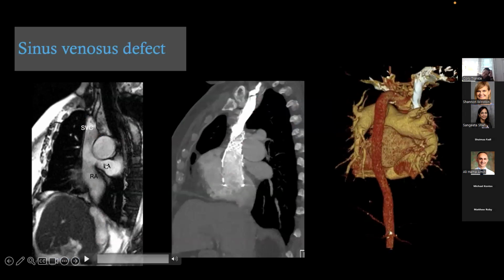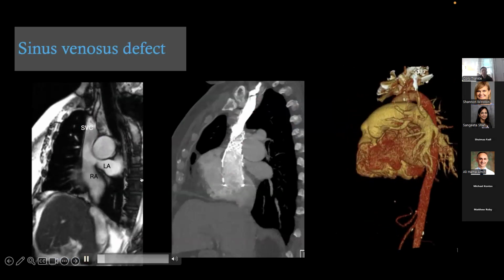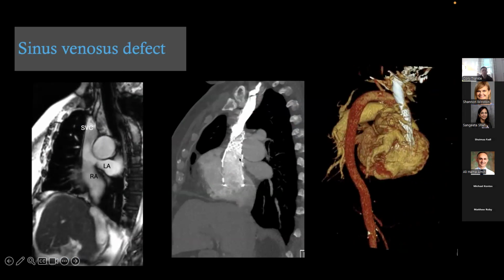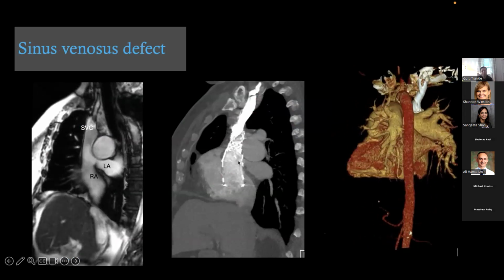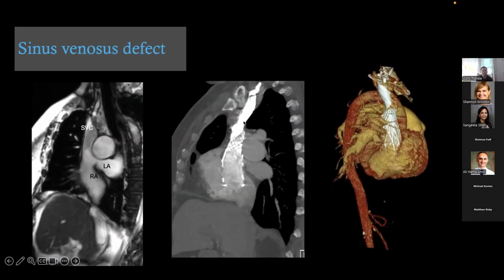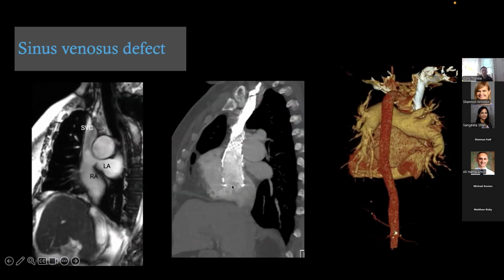And this is an example of a patient with a sinus venosus defect managed with a covered stent. You can see here a closure of the defect between the left atrium and right atrium, and direction of the SVC contrast flow to the right side.